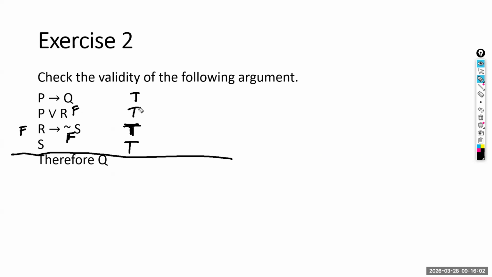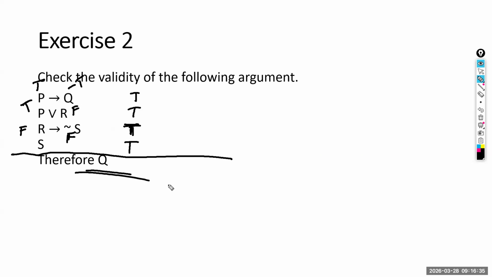When R is false, for the full statement to be true, P must be true, because true or false is only true. Now we know that P must be true. When this is true, for the statement to be true, Q must be true, because true implies true is only true. True implies false is false. So therefore Q must be true because the statement is true. Yes, that is what it says. Q must be true.